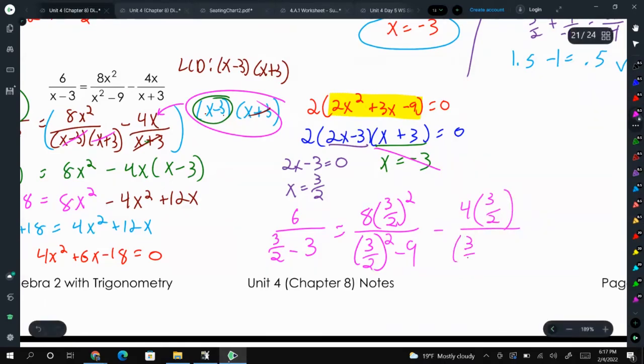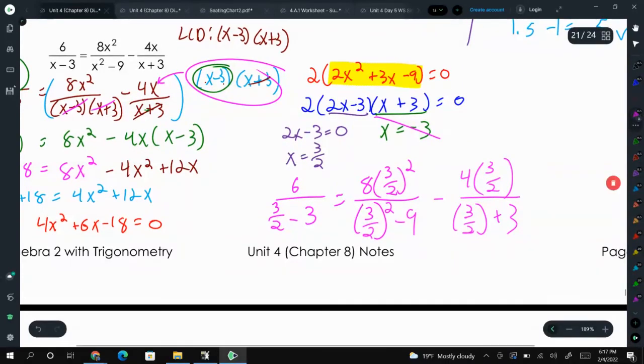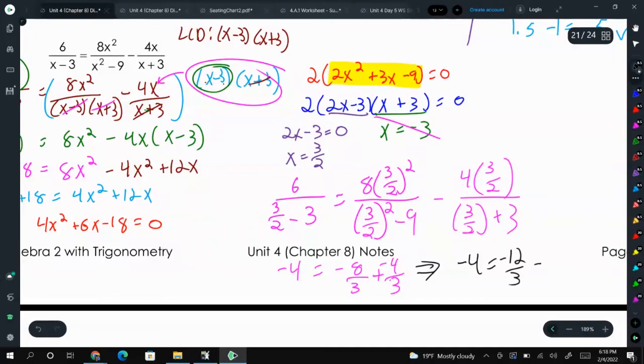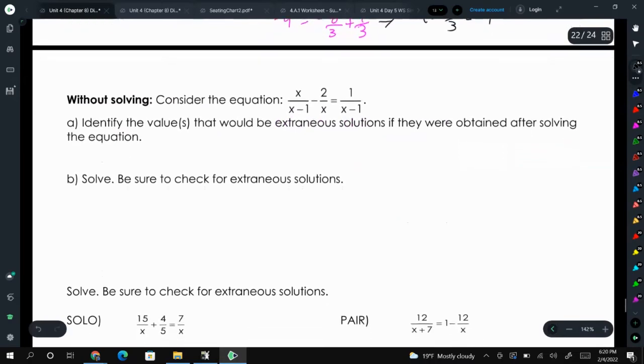And you will see that when you use a calculator for this, you are going to get a true solution. You're going to get -4 equals -8/3 plus 4/3, plus -4/3, which is going to be -4 equals -12/3, which is -4. So yes, this works. All right, let's look at the next page.